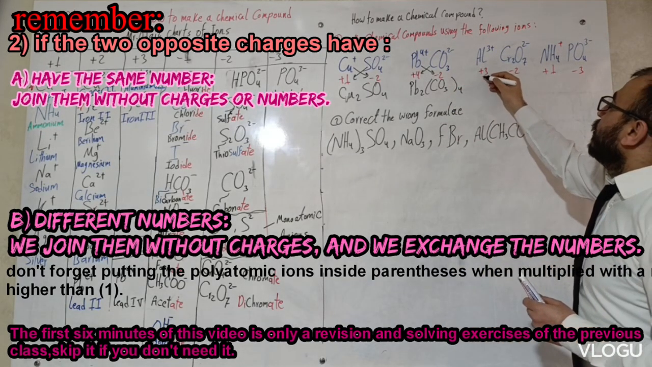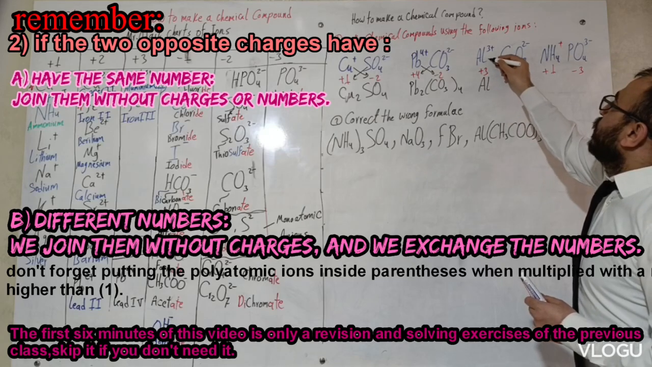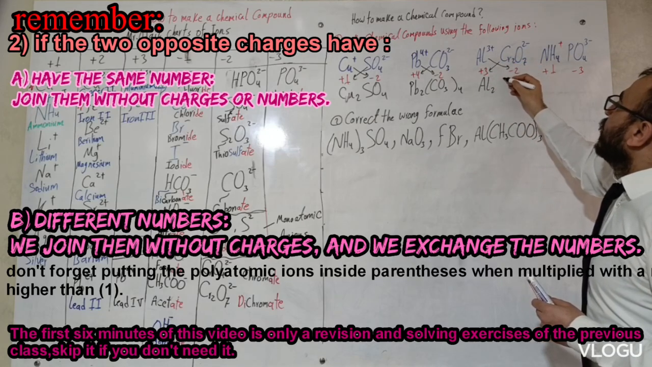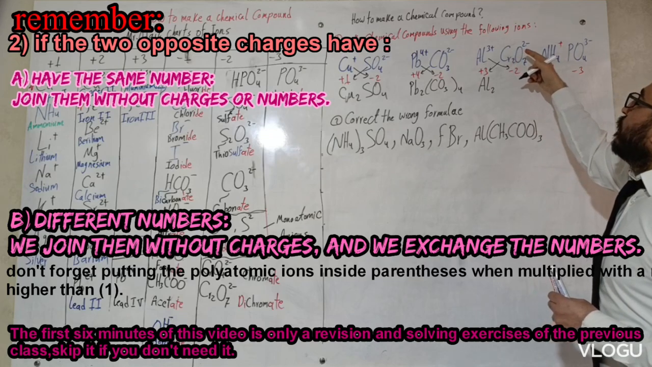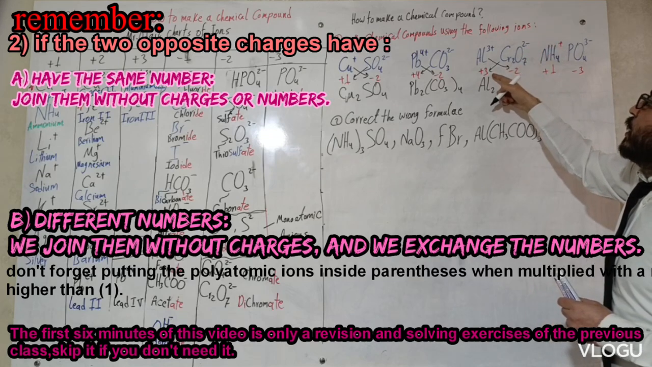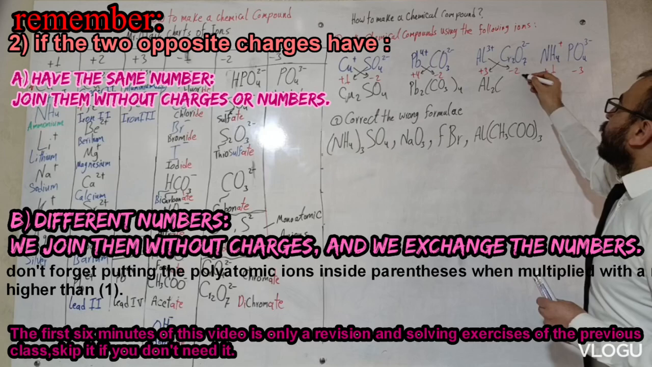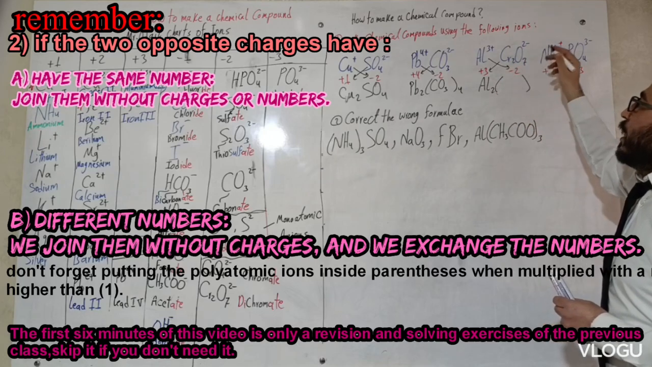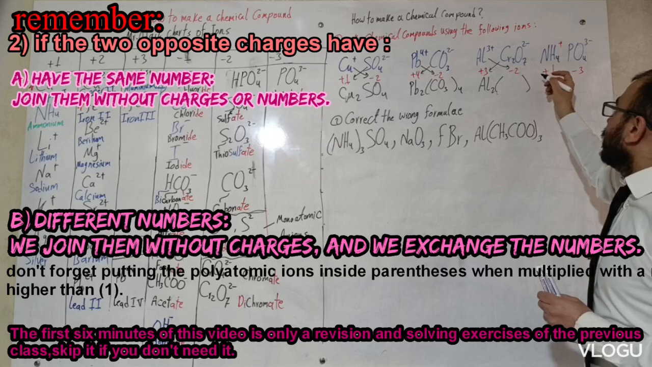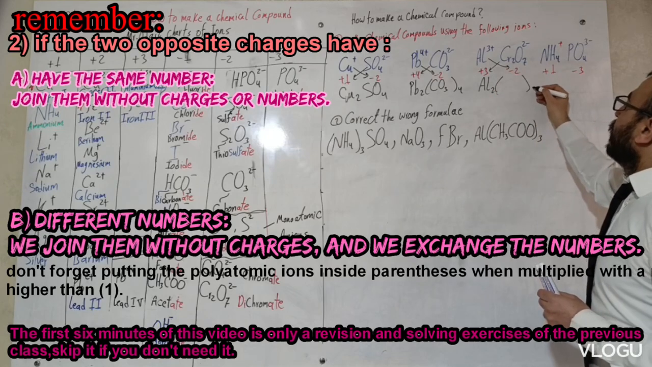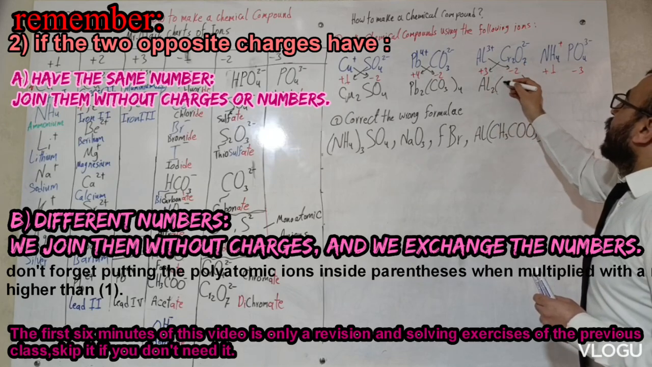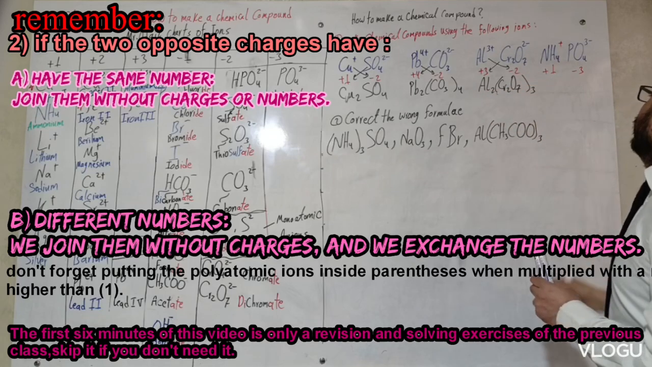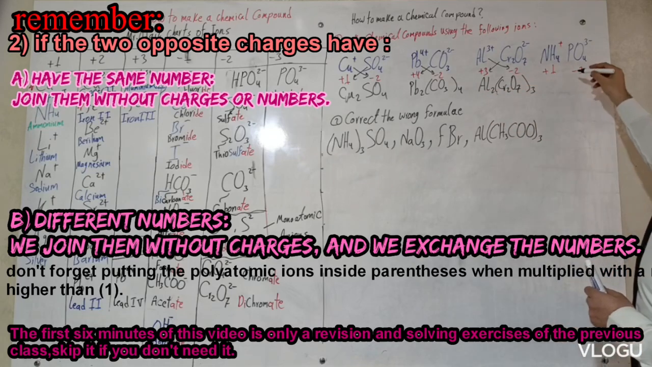Again, we have aluminum plus 3, which should be multiplied with 2, and dichromate, which is a polyatomic ion, and it's multiplied with a 3, which means I should draw here 2 parentheses in order to protect it and to deal with it as one atom. I write the number outside, and then Cr2O7, aluminum dichromate.